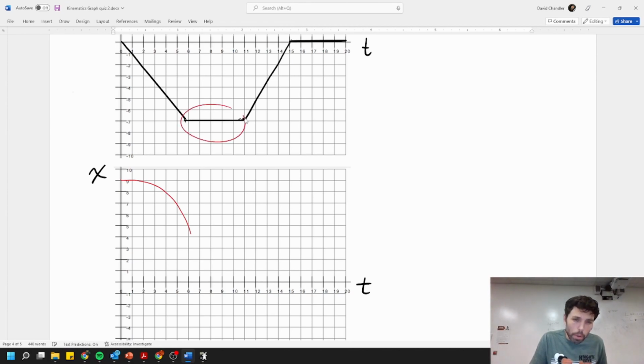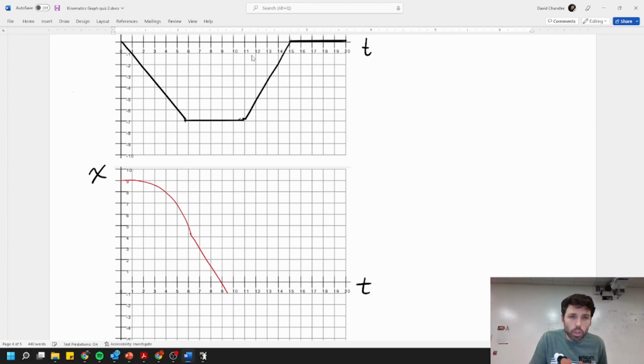Then we have a short period where we have constant negative velocity. So that means we have a line that's straight, not curving, for this time period here. Let me draw better. I can do better than this. There we go.